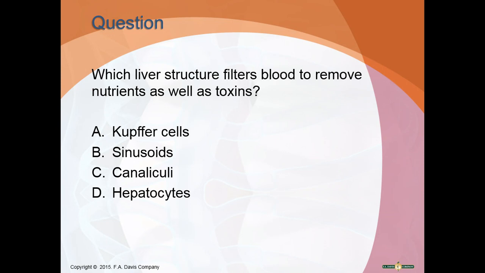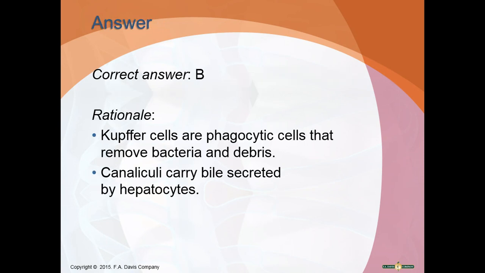So which liver structure filters blood to remove nutrients as well as toxins? That's B, the sinusoids.